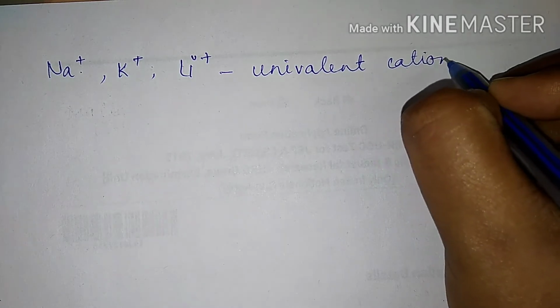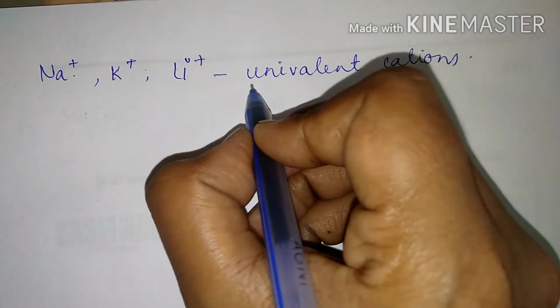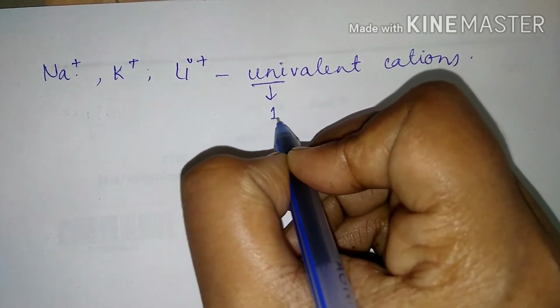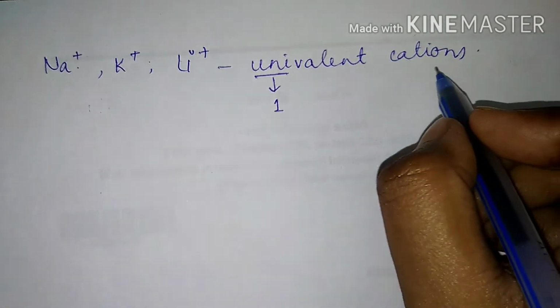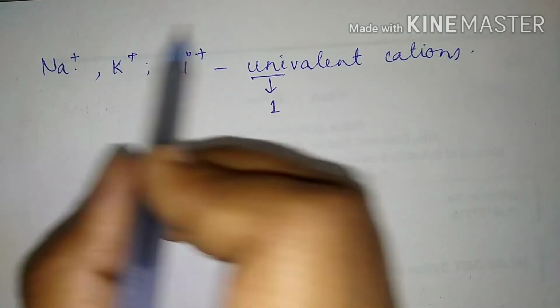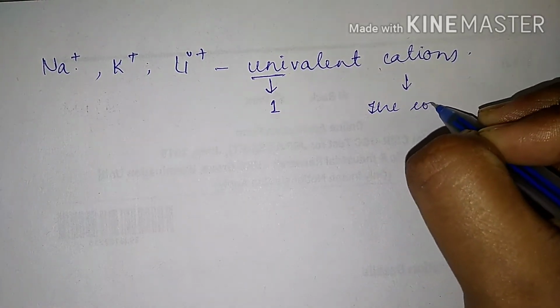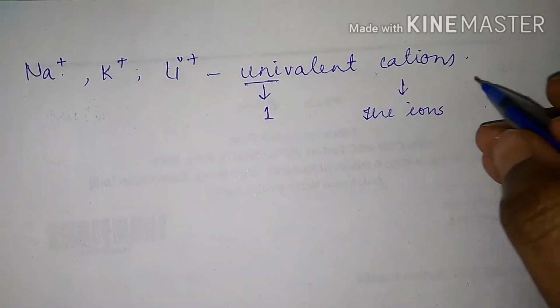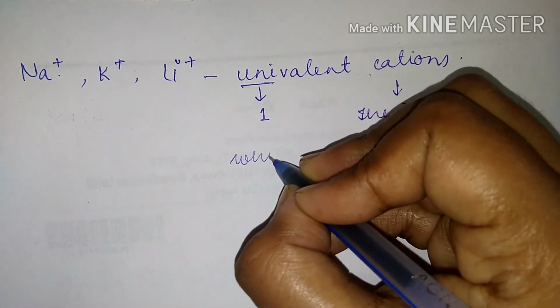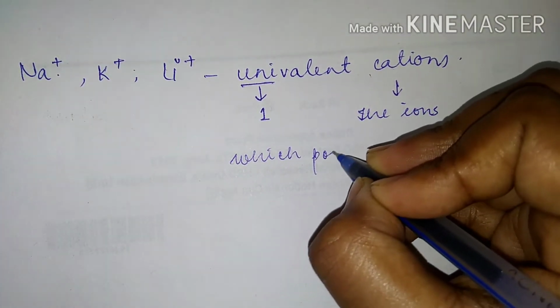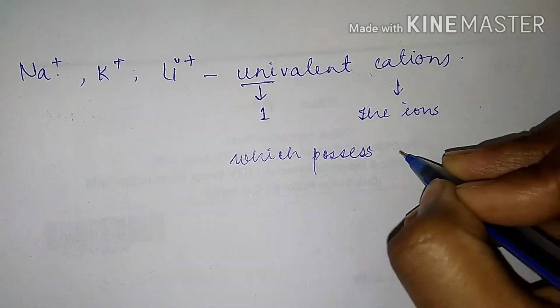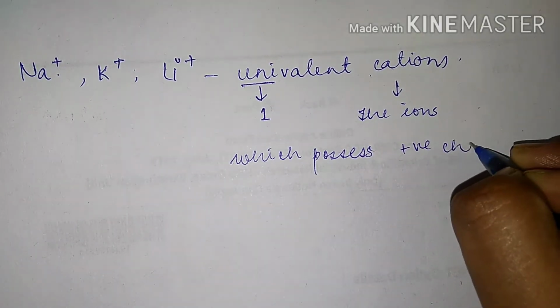What is the meaning of uni? Uni means 1, valent means valency, and cations means the ions which possess positive charge are called cations.